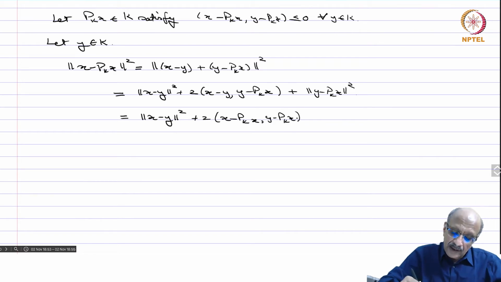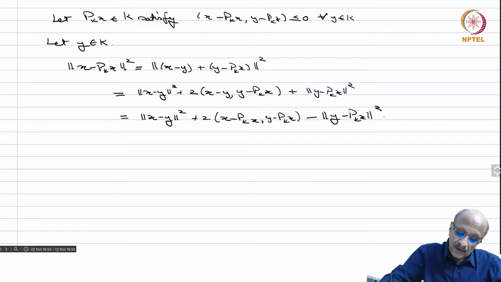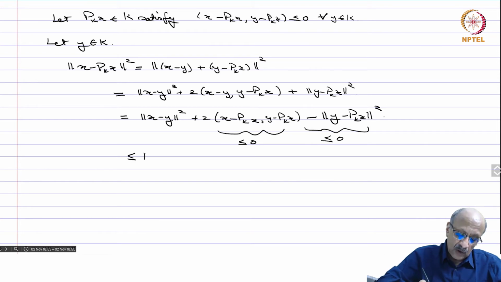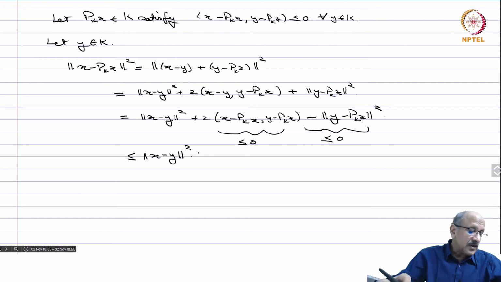Okay, so then I have P_K x minus y. I have to add P_K x minus y, which is the negative of y minus P_K x. So 2 times that will give you minus 2 times norm y minus P_K x squared. There is a plus 1 already, so this will be minus norm y minus P_K x squared. So now this inner product is given to be less than or equal to 0. The other term is anyway less than or equal to 0, and therefore this is less than or equal to norm of x minus y squared. This is true for all y in K, and therefore P_K x is the closest point. Okay.